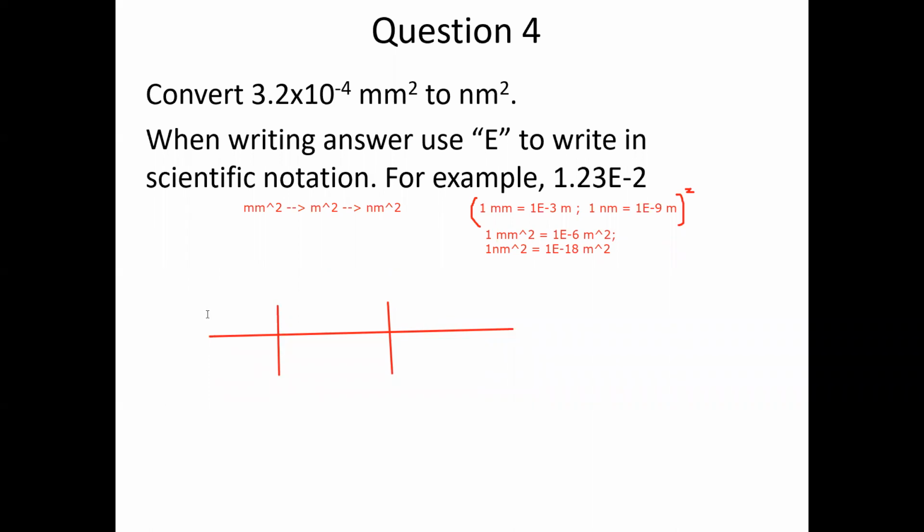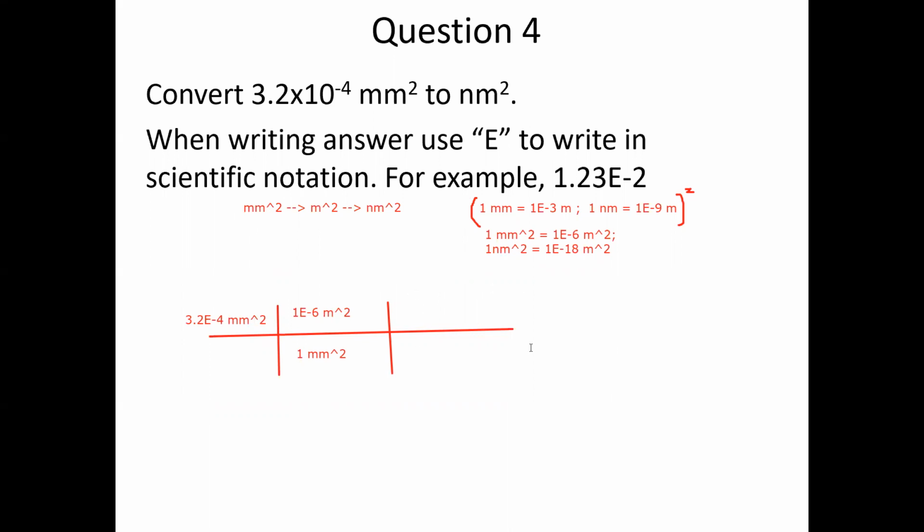So again, the first is our number that we began with, 3.2 e to the negative 4 millimeters squared. So in our first empty set of train track, to the top left is millimeters squared. So in our conversion from millimeters squared to meters squared, millimeters squared goes on the bottom. 1 e to the negative 6 meters squared goes on top. So this converts millimeters squared to meters squared.